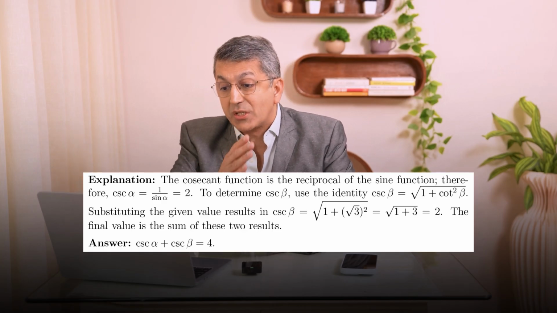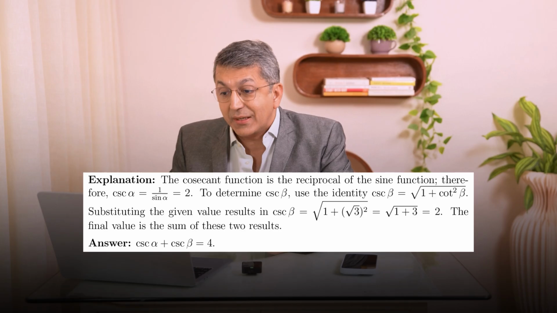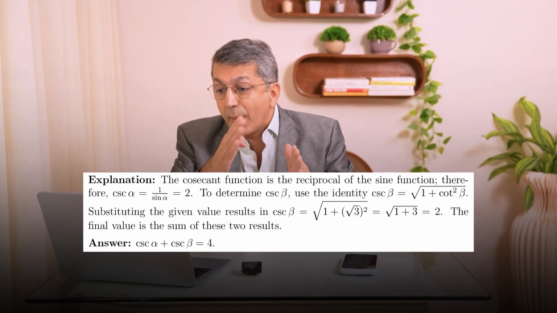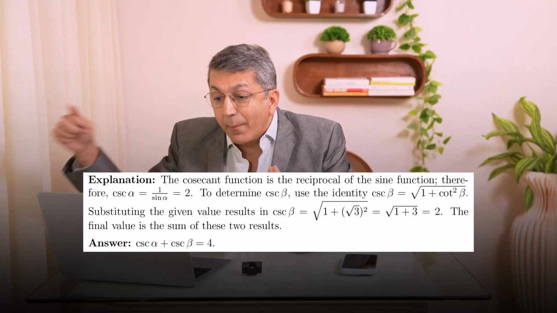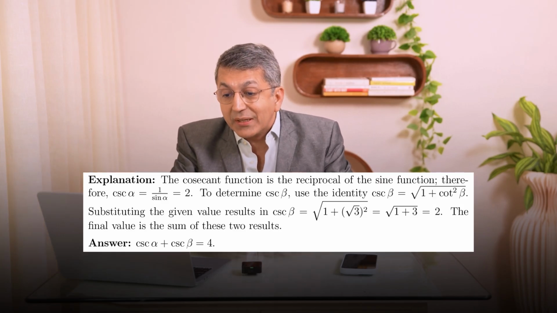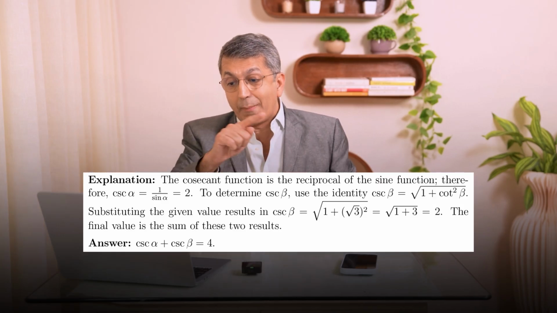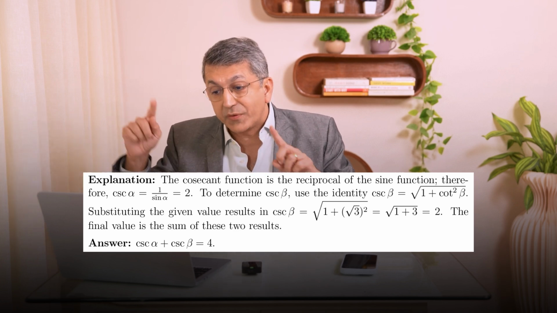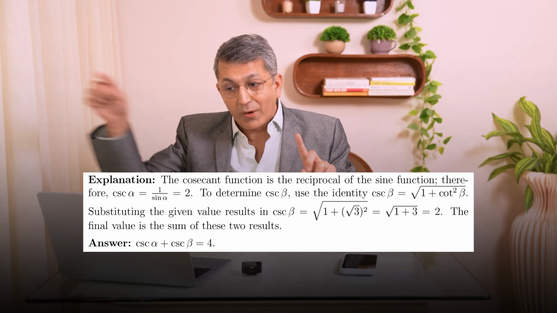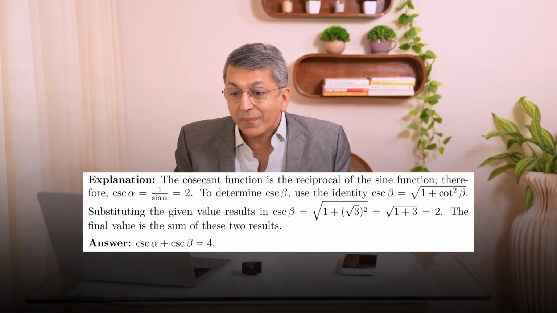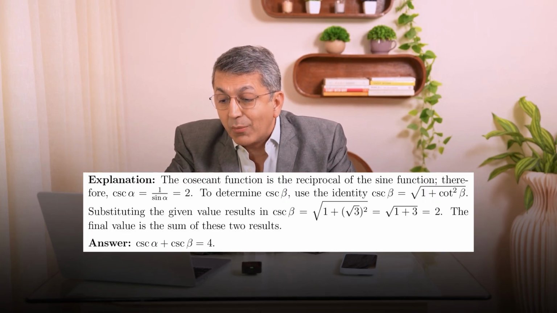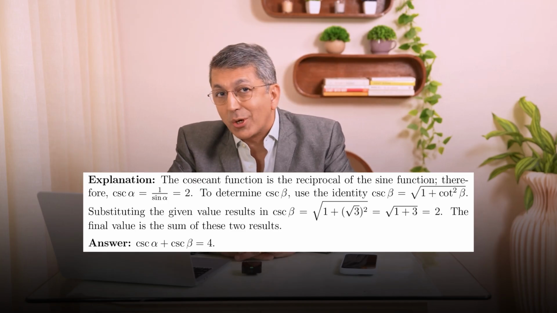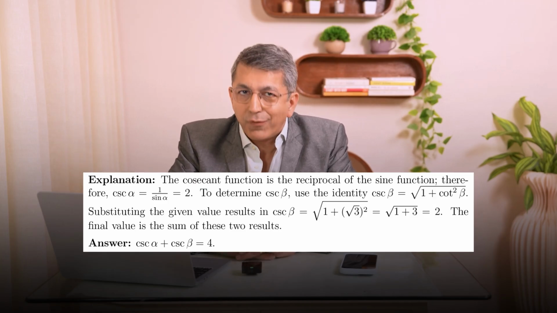To determine cosec beta, use the identity cosec beta = square root of (1 + cot² beta). Substituting the value results in cosec beta = square root of (1 + (square root of 3) squared) = square root of (1 + 3) = 2. The final value is the sum of these two results. Answer: cosec alpha + cosec beta = 4.